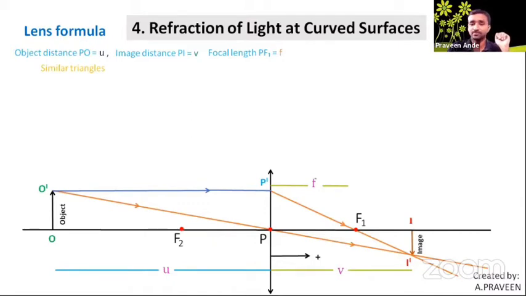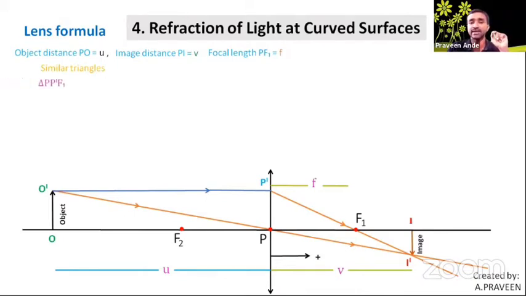O'P, P'O', P'F1, next PI'. These are the right-angled triangles. All these right-angled triangles are said to be similar triangles because the shape is the same but the size is different. If the shape and size are both the same, they are called congruent triangles. Okay, so here I will use the similar triangles. Let me identify them here.